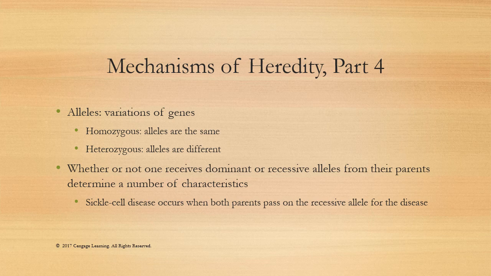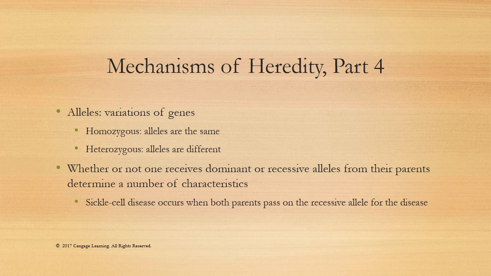So if you think of blue eyes, do you have 2 traits that are both brown, or do you have a dominant trait that's brown and a recessive that's blue? Whether or not one receives dominant or recessive alleles from their parents determines a number of characteristics. An example is sickle cell disease, which occurs when both parents pass on the recessive allele for the disease.